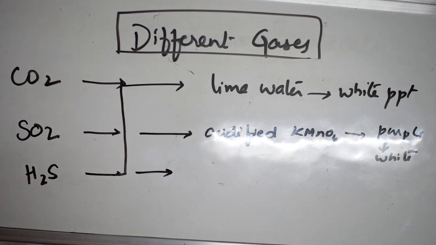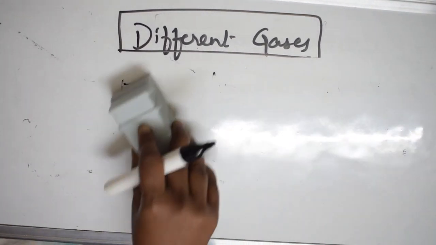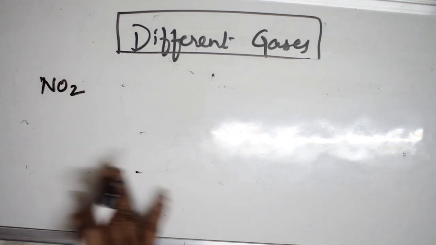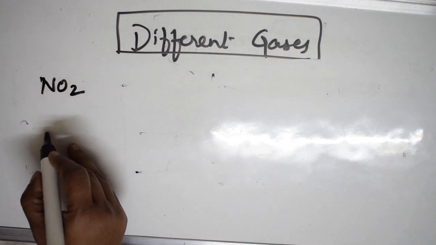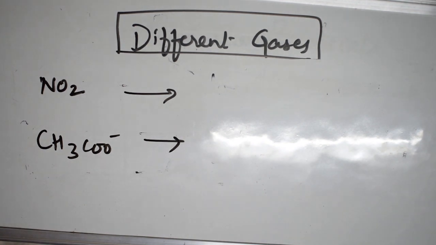Here again I am going to take two important things, that is nitrogen dioxide and acetate. Then we'll go with the halogens. So the first set is over: carbon dioxide, sulfur dioxide as well as H2S. Now, nitrogen dioxide and acetate. How will I say nitrogen dioxide gas is released or nitrate is present? Because nitrogen dioxide gas release means nitrate is present. Vinegar smell means acetate is present.